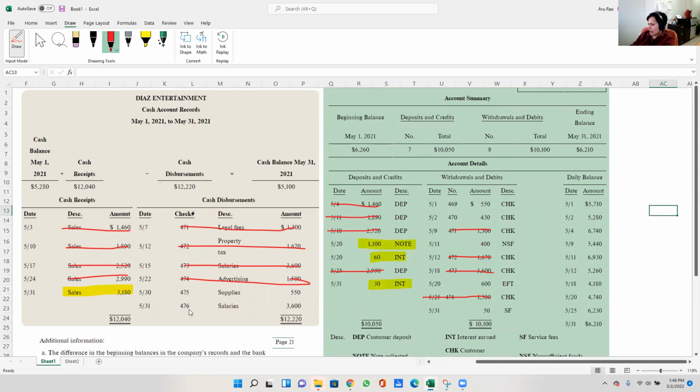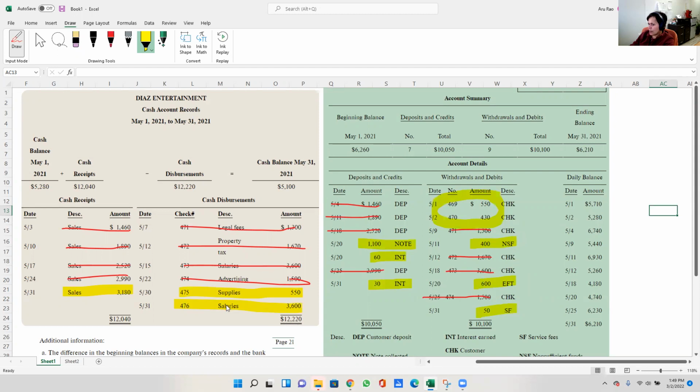Now, these last two checks that I wrote, they have not cleared the bank. So that will be something I need to pay attention to when I do the bank reconciliation statement. Now we have these two checks over here, and we need to see why those checks cleared now when I didn't write it in the current month, in the month of May. Now I have this NSF, that's definitely not good news. We have an EFT and an SF. So let's quickly go over these items.